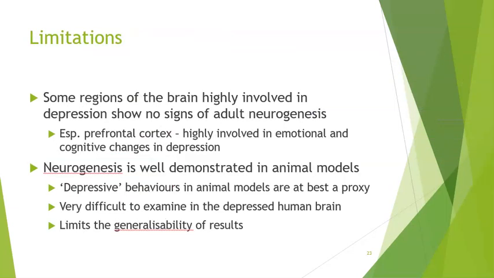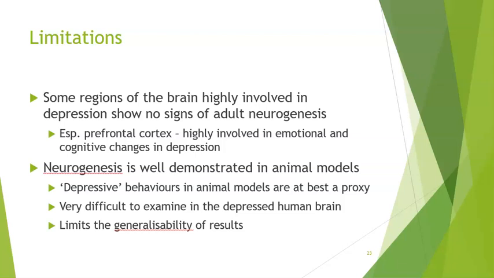Now, there are multiple limitations to the neurogenesis hypothesis as well. For instance, some regions of the brain that are highly involved in depression actually don't show signs of adult neurogenesis. So, for example, the prefrontal cortex is highly involved in emotional and cognitive changes in depression, but we don't naturally see large amounts of neurogenesis in adults. So if there's not supposed to be neurogenesis, then it doesn't make sense that a lack of neurogenesis would cause depression.